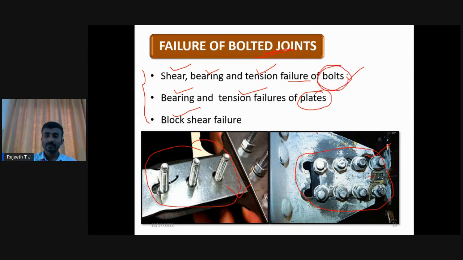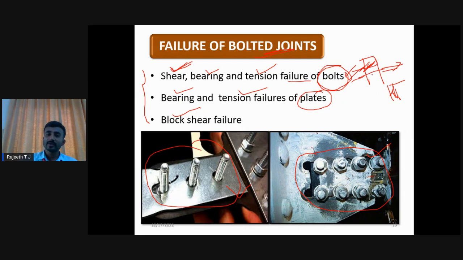The bolts used for the connection, because of the heavier load acting on them, may fail due to shear. That means if this is the bolt and this is the plate, because of this force the bolt will break into two pieces like this. If it is a single bolted lap joint, that type of failure we call shear failure.